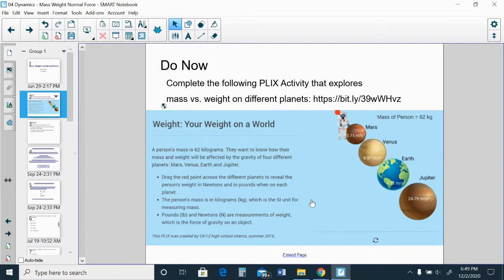Okay, so overall, what you would have seen is that no matter the planet, the mass of the person did not change, and we'll discuss why in a moment. The weight, however, did. So on Jupiter, you actually weighed the most. And on Mars, this person weighed the least.